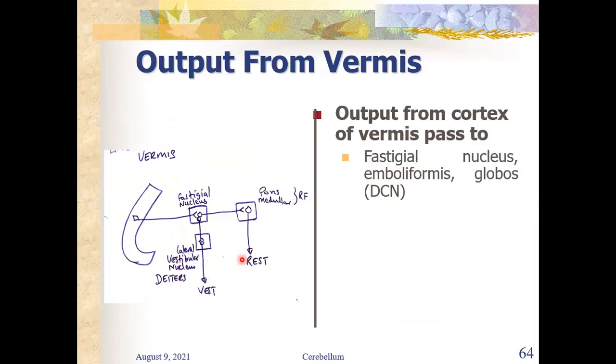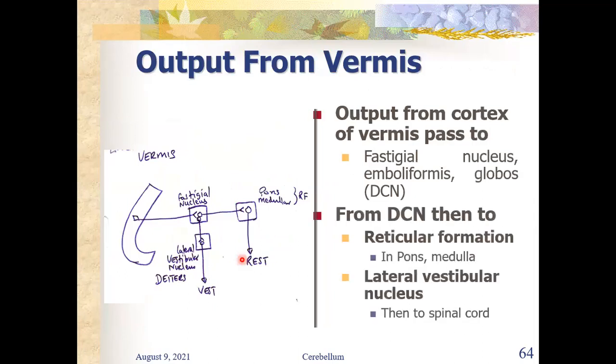So let's see. We also have output from the vermis of the cerebellum. Remember the structure of the cerebellum known as the vermis. So output from the cortex of the vermis passes through the fastigial nucleus. All these are the deep cerebellar nuclei. So from the vermis, we have output passing through the deep cerebellar nuclei, and from there to the reticular formation.